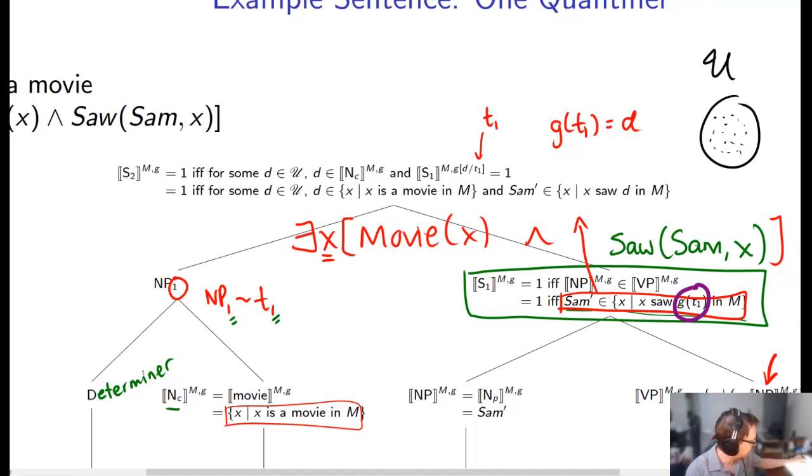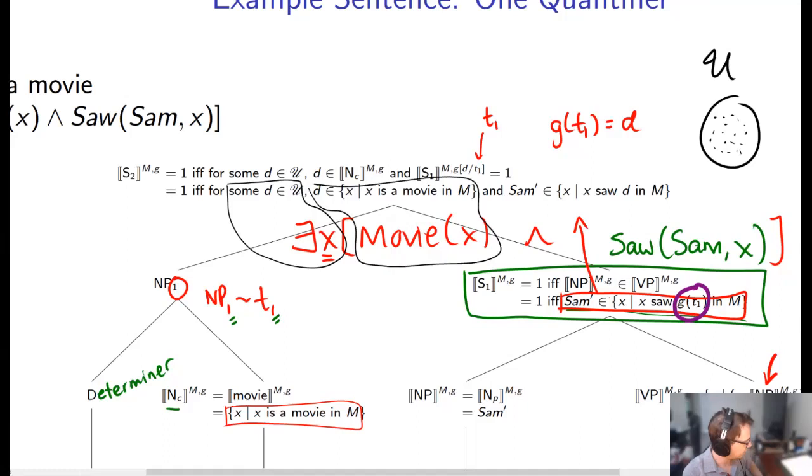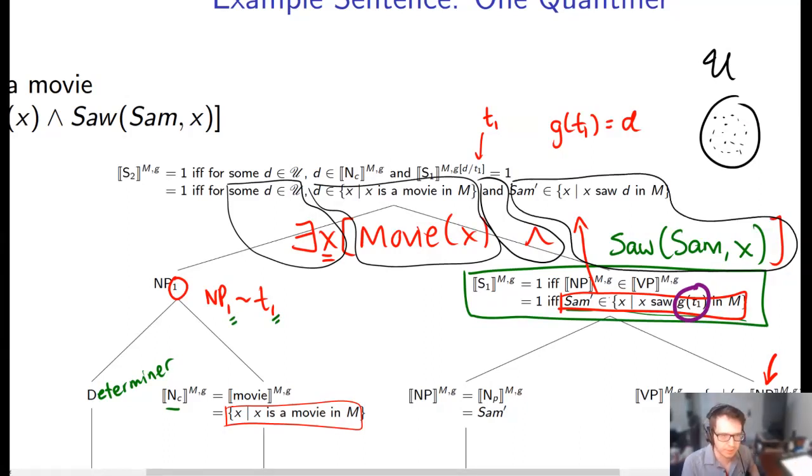So if for some D in our universe, D is in the set of X such that X is a movie, so that's movie X. We have the and then we have Sam is in the set of X such that X saw D. So we have our predicate logic translation matching with our truth conditional semantics perfectly there.